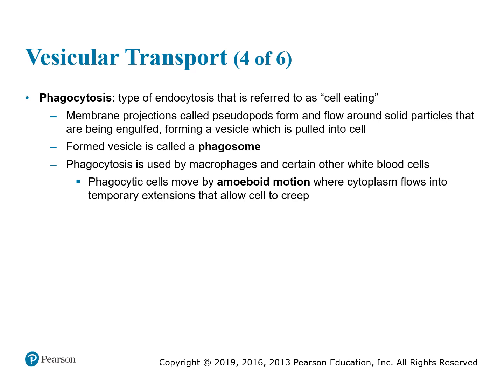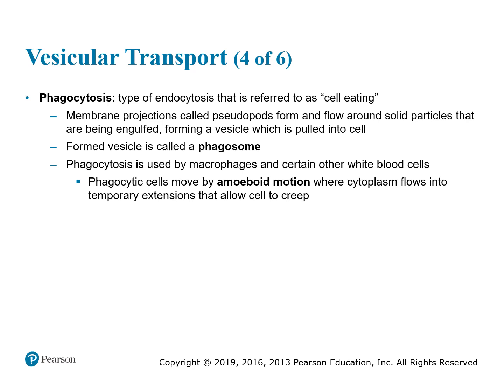So phagocytosis is cell eating. In this case, pseudopods will form and engulf solid particles, forming a vesicle, and then pull it into the cell. This vesicle is called a phagosome, and then it will be fused with some type of digestive organelle. This is how these primitive single-celled organisms eat, and this is how macrophages and white blood cells help to keep our body safe.